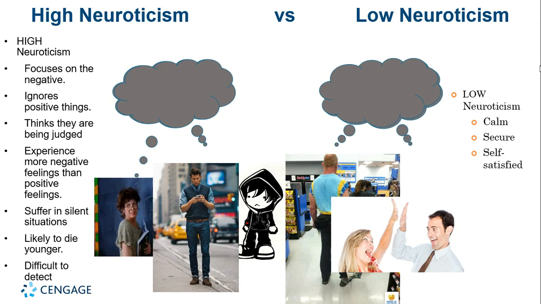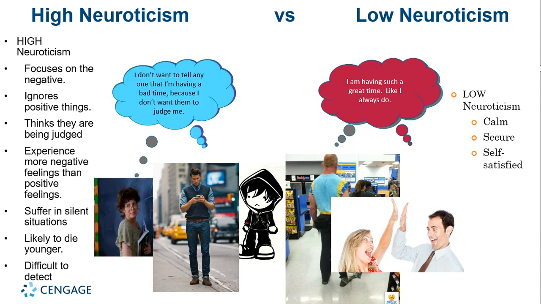Now, on the other hand, some people are very low in neuroticism. These people are very calm, secure, self satisfied, and they tend to focus on things that they enjoy. Let me give you some examples here. Someone who's neurotic might say, this is awful. I can't believe people enjoy this. Whereas people who are low in neuroticism might say, I'm having such a great time, like I always do.